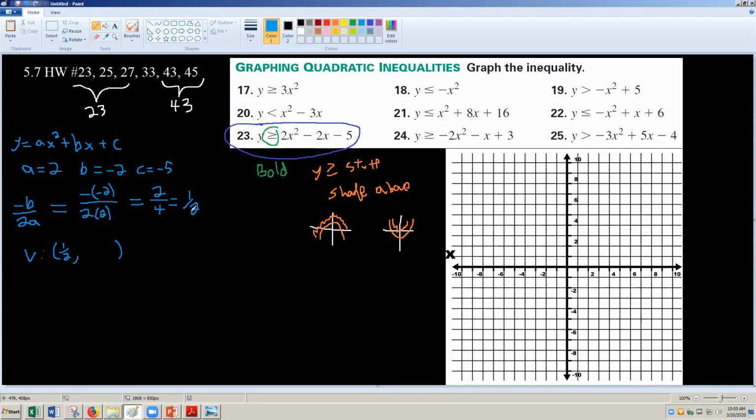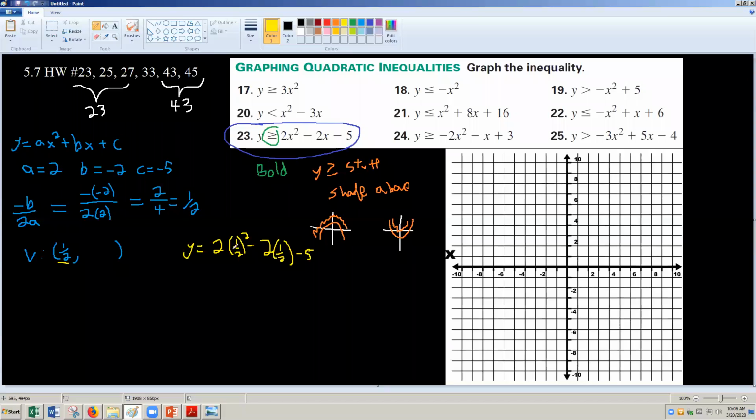The something is going to be when I take 1/2 and plug it back into my function. So I'm going to plug it back in for my x values here. So let's take the 1/2 we have, and we'll plug it back in up here for my x's. So now I'm going to say y is going to be 2 times 1/2 squared minus 2 times 1/2 minus 5.